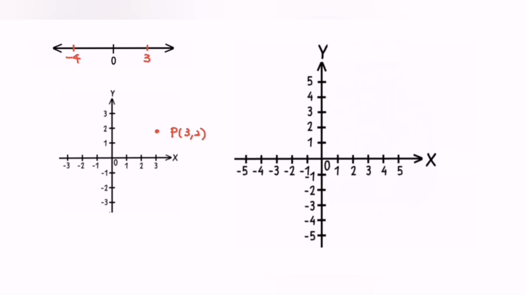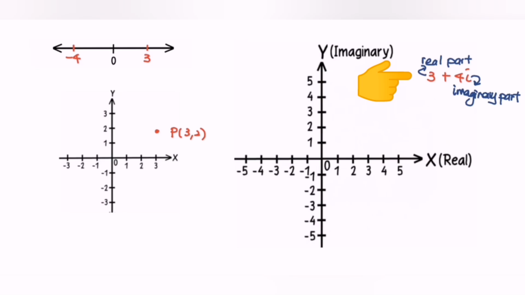Now look at the complex number 3 plus 4i. The number has a real part and an imaginary part. What if we want to plot 3 plus 4i on the plane? How can we do that? A good idea would be to assume the x-axis as a real axis and the y-axis as an imaginary axis. Based on this, we can say that the complex number 3 plus 4i corresponds to the ordered pair (3, 4). 3 is the real part and 4 is the imaginary part.